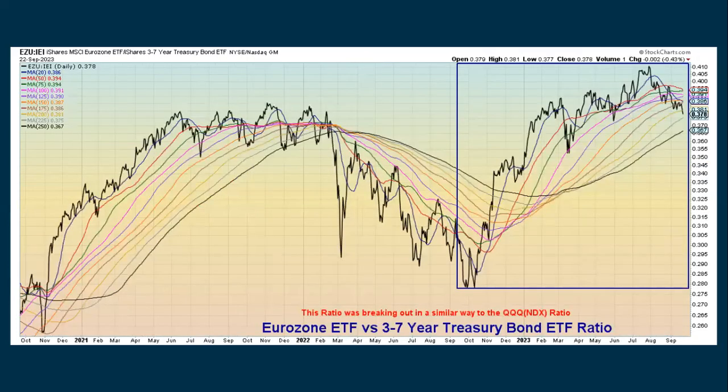And then we look at the Eurozone. We want to look outside of the US and compare it to government bonds, where the Eurozone had been really outperforming, but also seeing some recent weakness.